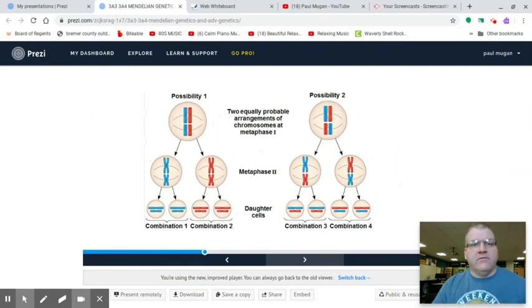So here we have the four different possibilities that we can see when following two traits. Remember, the number of gametes produced is 2 to the nth power. In this instance, we have 2 by 2 being four different combinations. Let's look at that closely with respect to some symbolism for alleles.